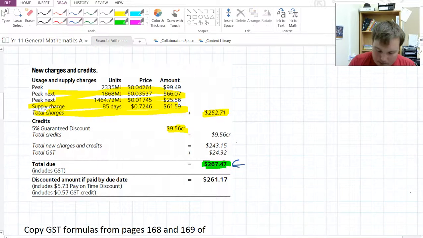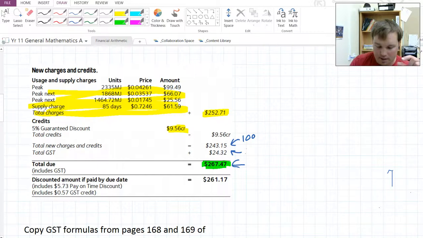This was calculated by taking this, finding 10% of it, and adding it on. So really, if you think about this, that's like 100% of the original. Add on 10%. You have like 110 lots of it.